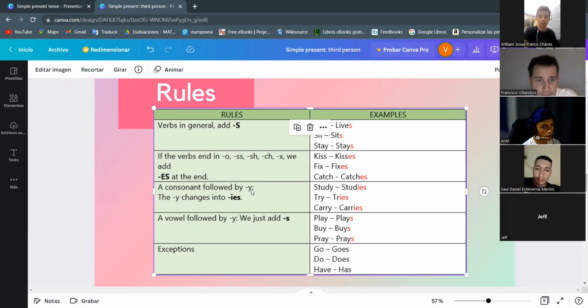So if a verb ends in a Y, we change it into IES. Of course, you have to remove the Y. You can see it here. Study, studies. The Y was removed and you add IES. Is this one clear, guys?